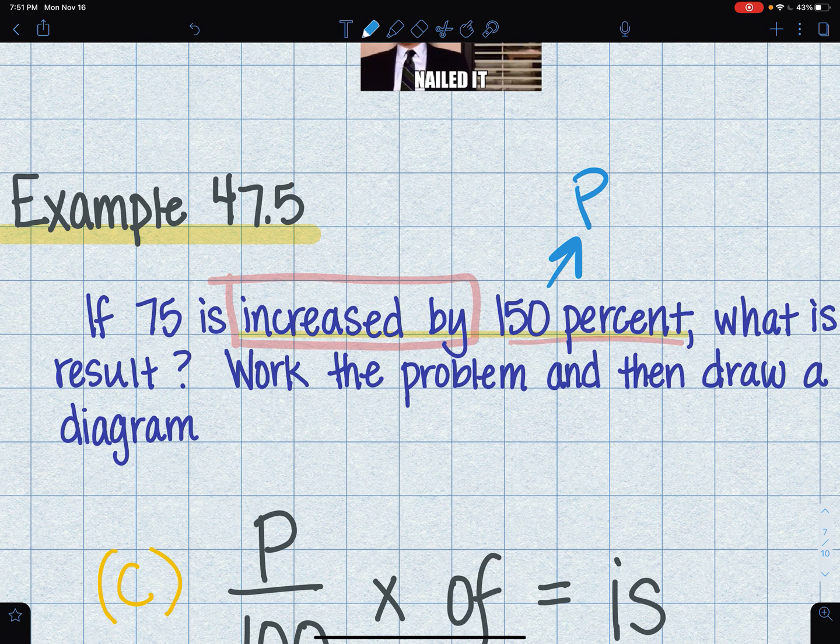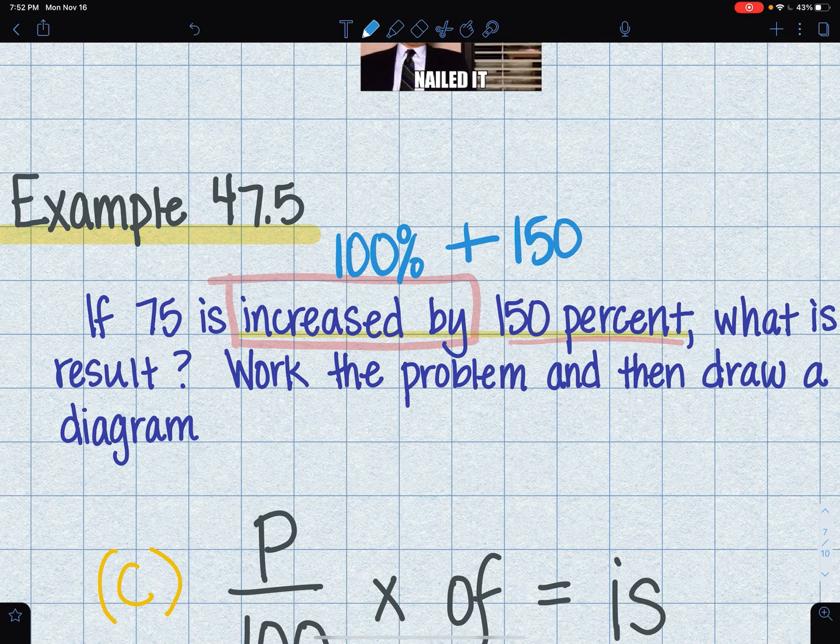That is wrong. Because when they said these words, increased by, that means you already took your 100% that you were starting with, and you're increasing it by another 150%. And so your total increase is going to be 250%. And this is the P.